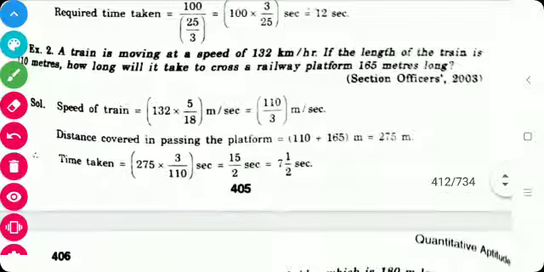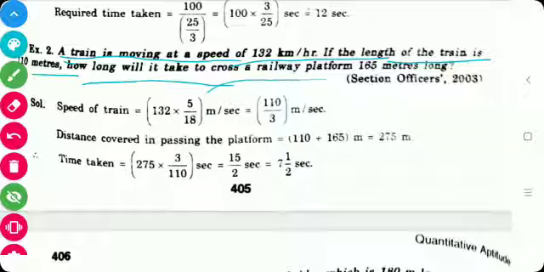Second example: a train is moving at a speed of 132 km per hour. If the length of the train is 110 meter, how long will it take to cross a railway platform of 165 meters long? So here the distance is equal to length of the train plus length of the platform.